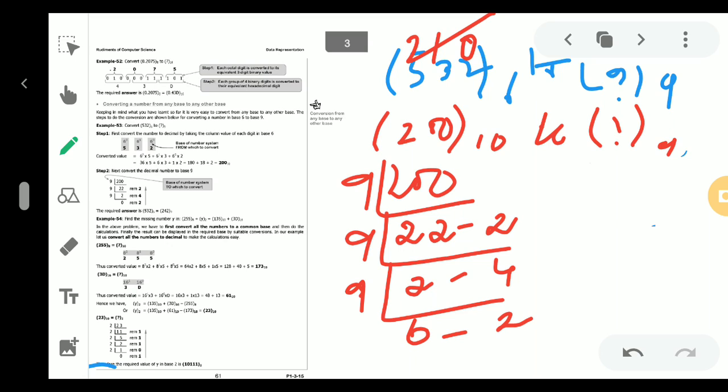So from bottom to top we will move, that is 242 base 9. So 532 base 6 to base 9, the final answer is 242 base 9. Hope this sum is clear. Now we are moving to another sum. The first step is, whatever base is there, first convert it into decimal base, and from decimal base convert into the final destination base.